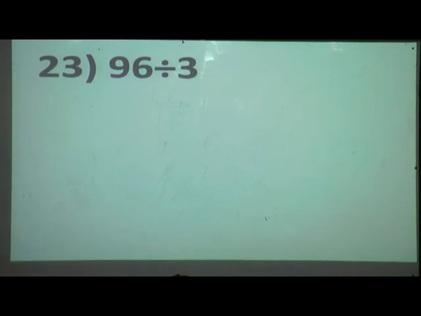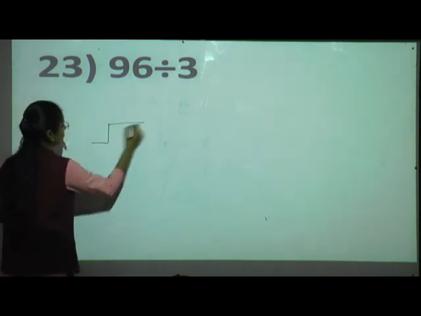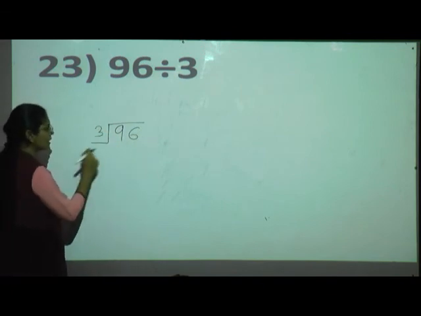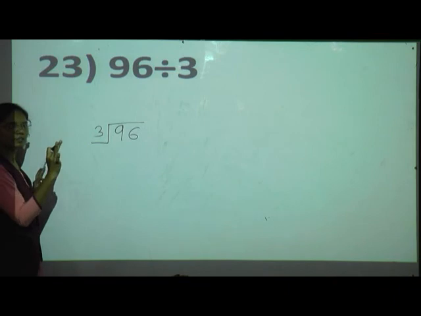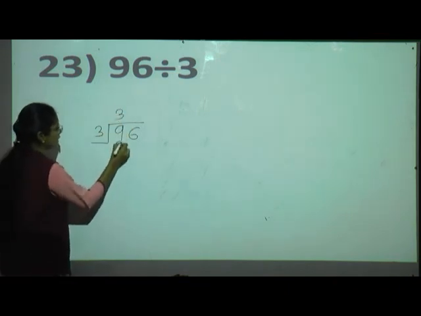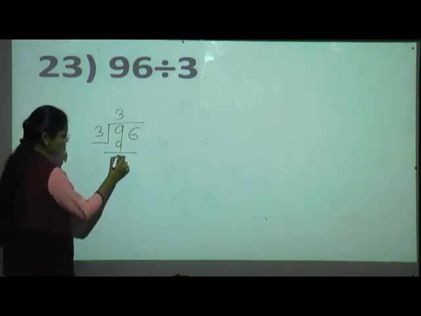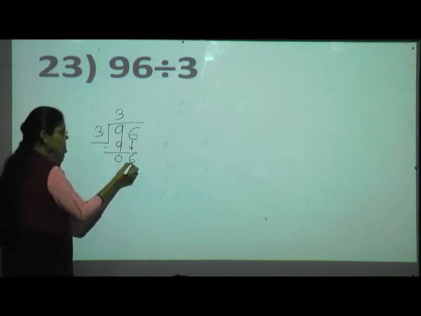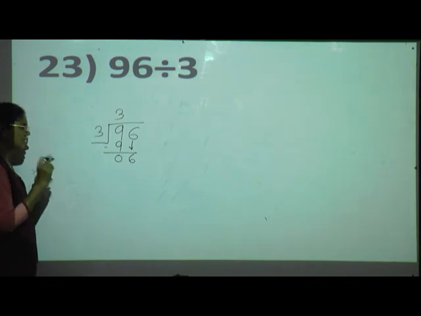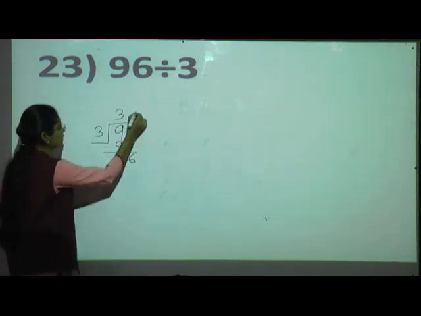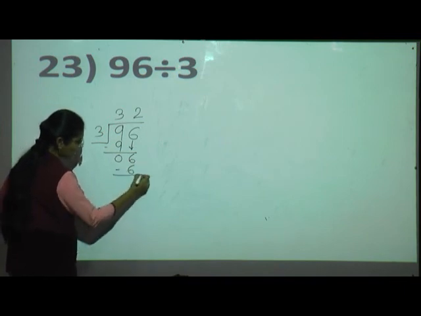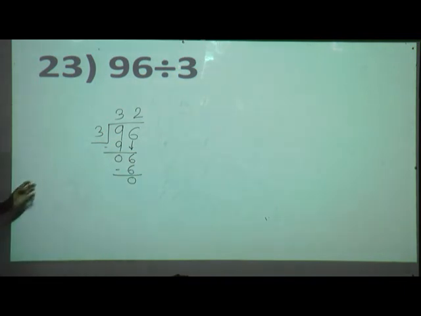96 divided by 3. Now in 9 how many 3's are there? In 9 there are 3 3's. So 3 3's are 9. 9 minus 9, 0. Now this 6 you have to take down. Again in 6 how many 3's are there? In 6 there are 2 3's. 3 2's are 6. So below 6 you have to write 6 and then do the subtraction, that is 6 minus 6 is equal to 0.